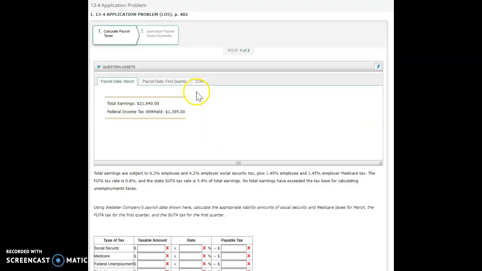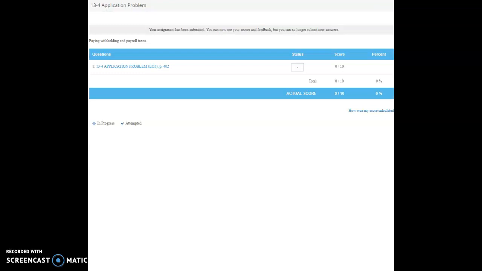And then the second step of the application problem is just journalizing like you did in your On Your Own and Work Together. So you can go ahead and go into the On Your Own and then come back to the application, but I just wanted to show you that table there and how you were going to go about calculating that. So if you have questions, let me know. Otherwise, good luck.